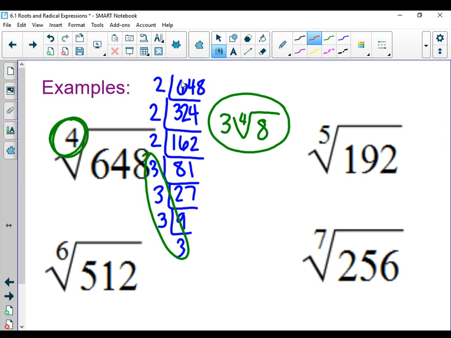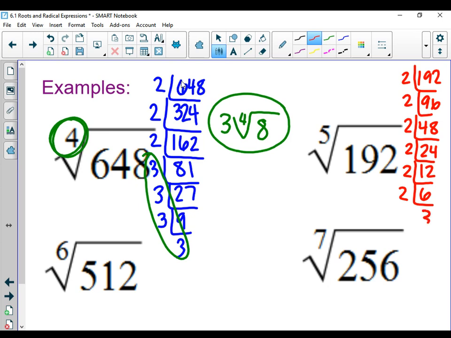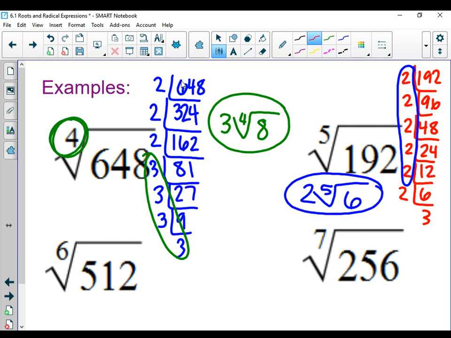I can take 192, divide it by 2. What do you get? 96. Divide that by 2. What do you get? 48. Divide that by 2. We get 24. And we keep going until we get to another prime number. Here I'm interested in 5 of a kind. So I look for 1, 2, 3, 4, 5 2s. Okay, and I have a 2 and a 3 left. So I have a 2 that comes out, and I'm left with the 5th root of 2 times 3, which gets me 6. Okay.